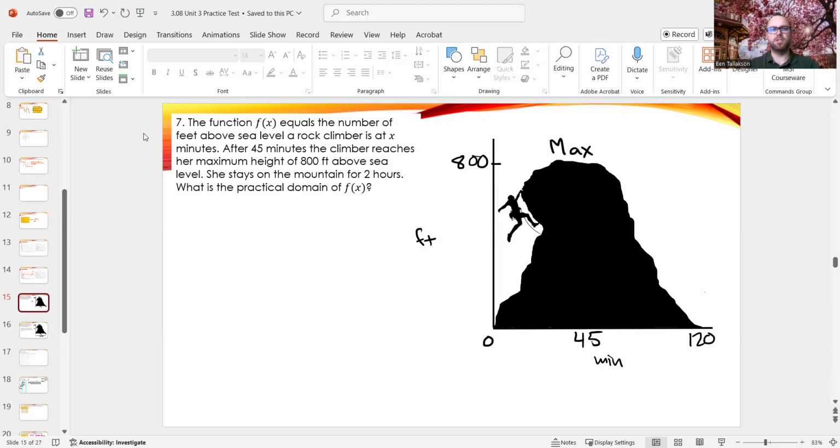Number 7, the function f of x equals the number of feet above sea level a rock climber is at x minutes. After 45 minutes, the climber reaches her maximum height of 800 feet above sea level. She stays on the mountain for 2 hours. What is the practical domain of f of x?